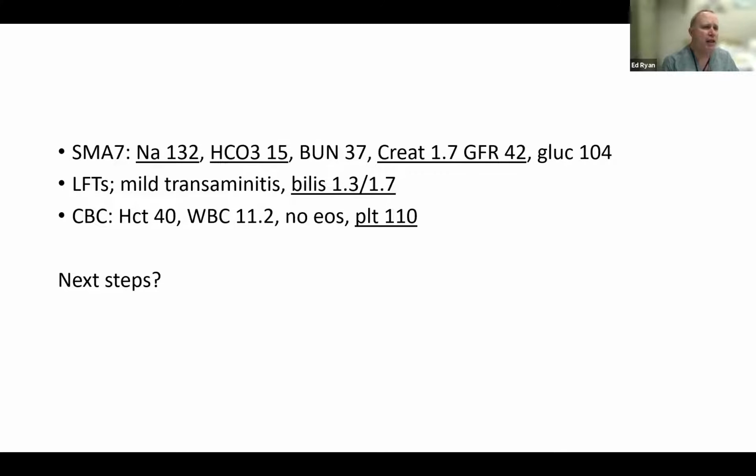You check some SMAC7 and you notice he's a little hyponatremic. Interestingly, his bicarb's low. That's a warning sign, right? Creatinine's up a bit, GFR is down. He's a healthy young guy otherwise. Bilirubin is up a bit, platelets are down a bit. So first of all, these are all warning signs, right? You don't send this guy home. You don't have a diagnosis yet, and you have acidosis, and you have thrombocytopenia. So this guy does not go home.